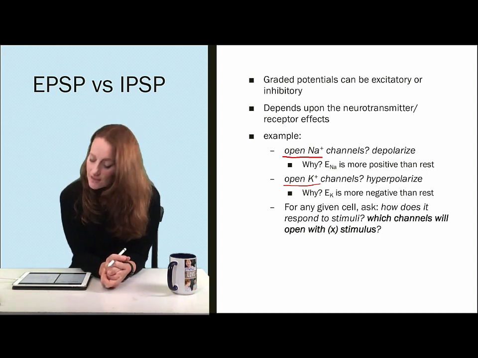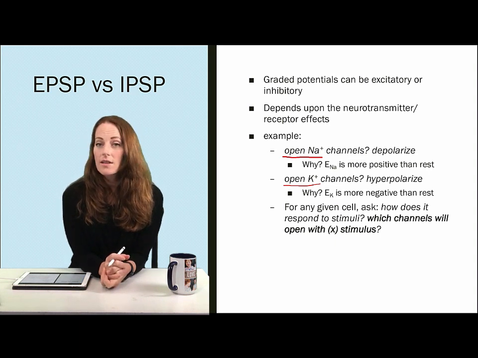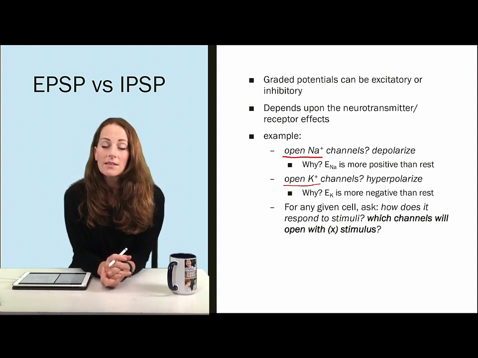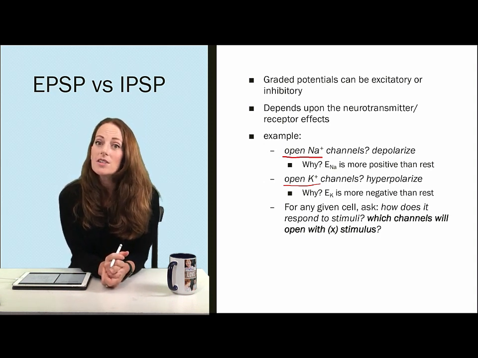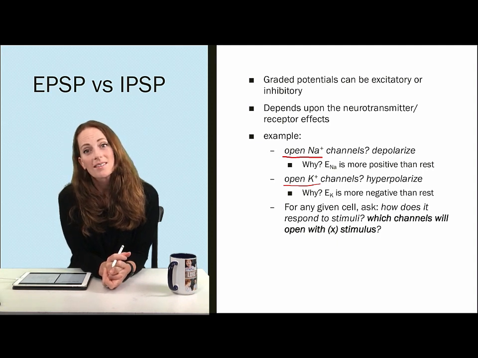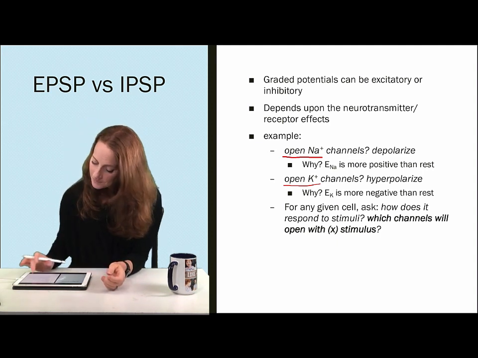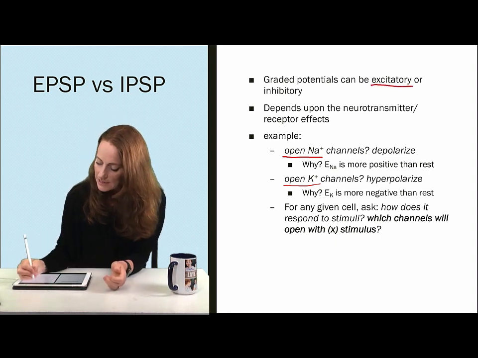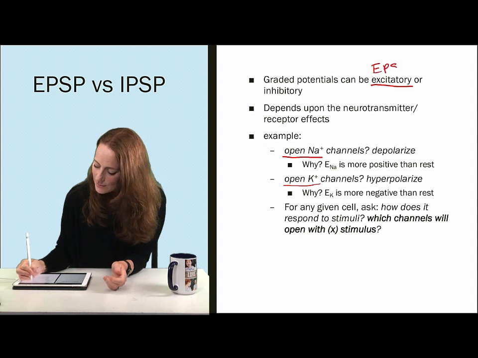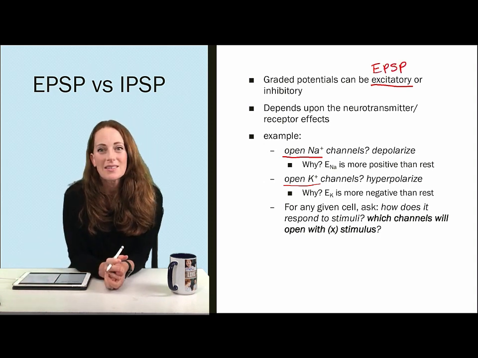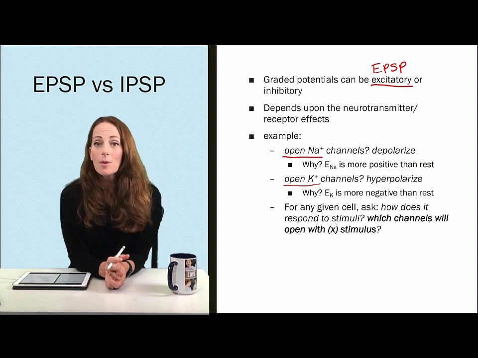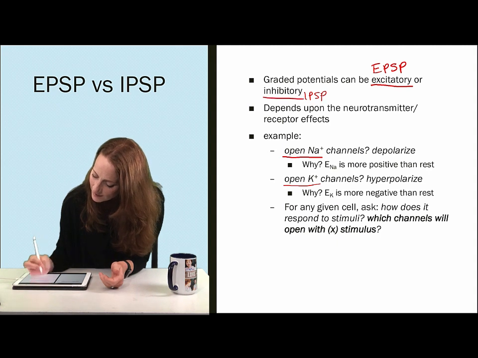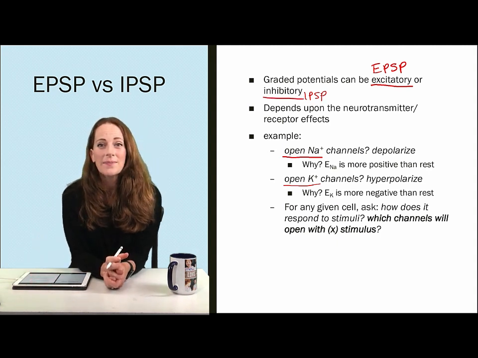Does it cause the channels to open? Does it cause the channels to close? Which channels will open in response to the stimulus? Does it open channels that would cause depolarization, or does it open channels that would cause hyperpolarization? If the channels cause depolarization, they're called EPSPs, or excitatory potentials. If the channels cause hyperpolarization, they're called IPSPs, or inhibitory potentials.